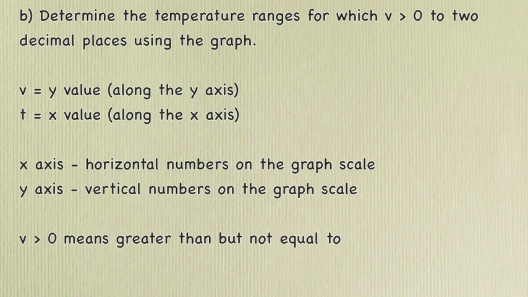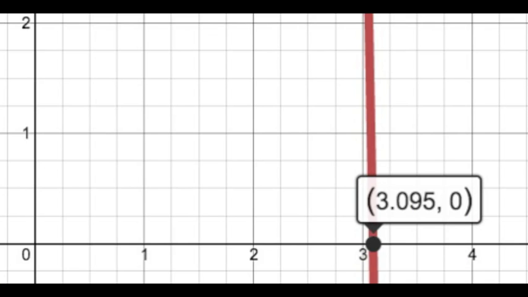There's also a symbol that represents greater than or equal to, but in this case, the symbol in our question is asking for when viscosity is greater than but not equal to 0. What is key for solving this question is to look at the graph and find the point where the line passes through the x-axis. This is called an x-intercept.